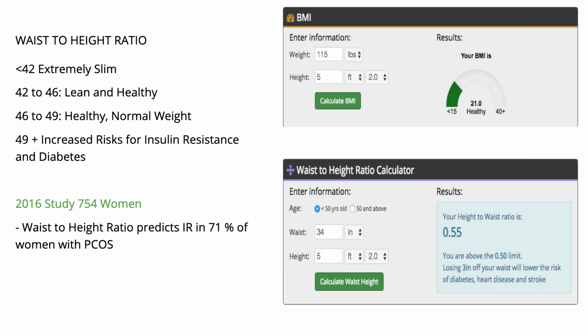The simplest way, though, is just the waist to height ratio. It's pretty accurate. So basically, anyone who's over 0.5 waist to height probably has some amount of insulin resistance. In a study in 2016 on 754 women, 71% of the patients who had a high waist to height ratio did have insulin resistance.